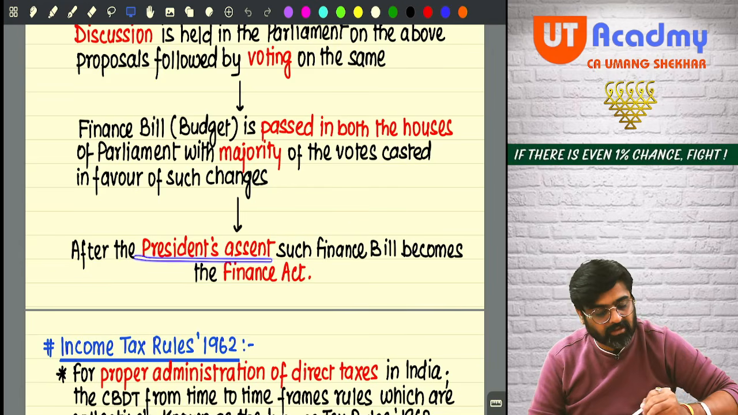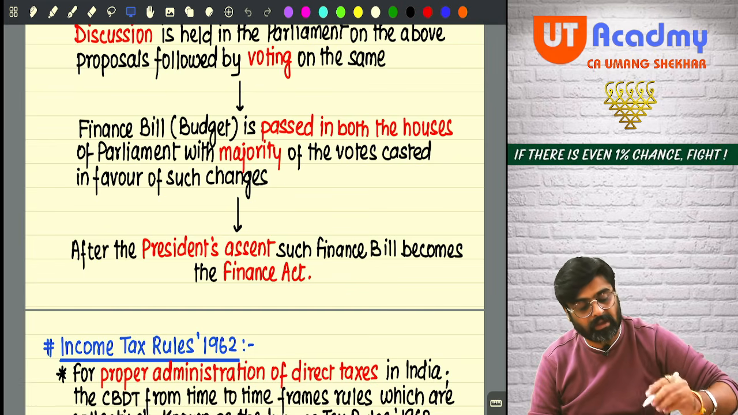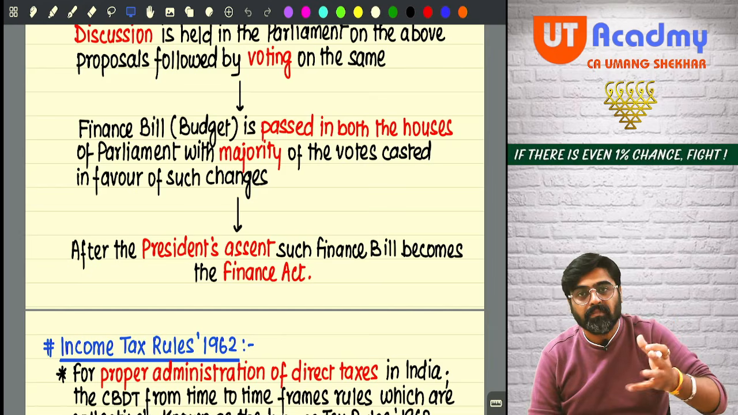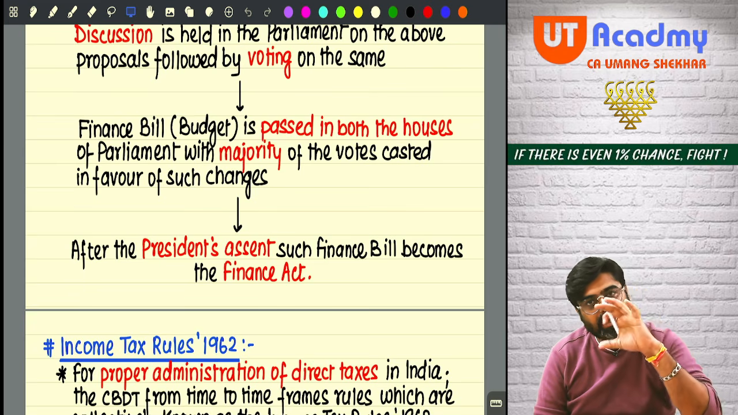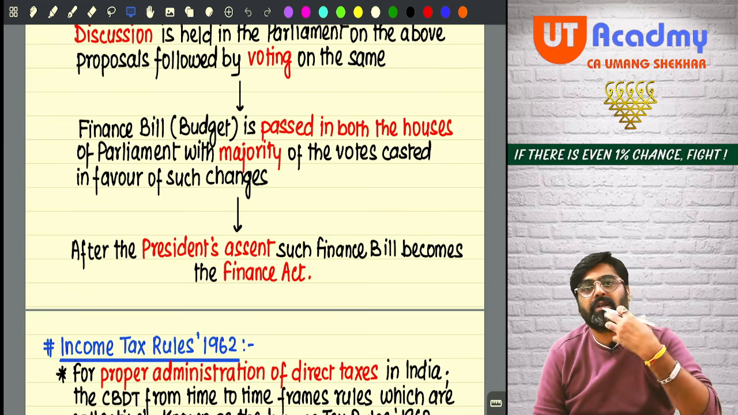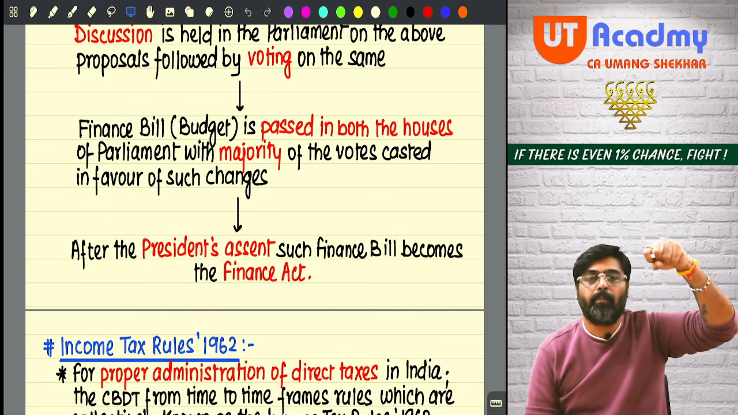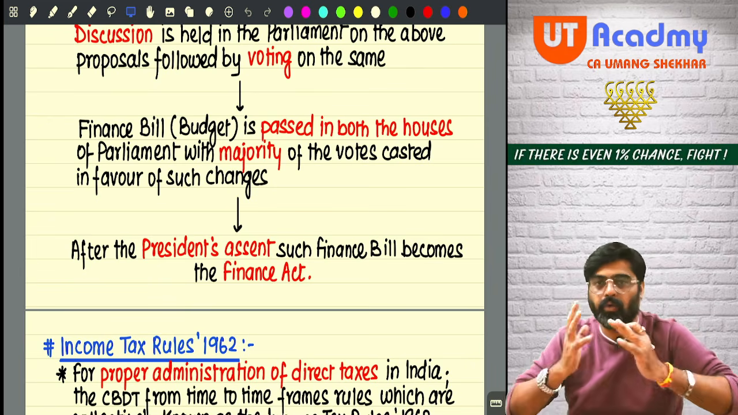Then it goes to the president for the president's assent. Once the president gives the assent, it becomes a Finance Act. And this Finance Act contains the changes which are supposed to be brought in a taxation law. The changes in our income tax law are also given in the Finance Act, which we are supposed to pick from the Finance Act and put in the Income Tax Act, so that we are learning a new Income Tax Act.